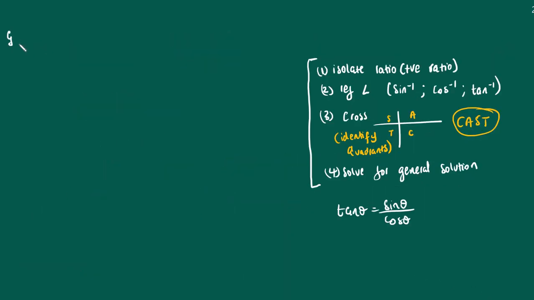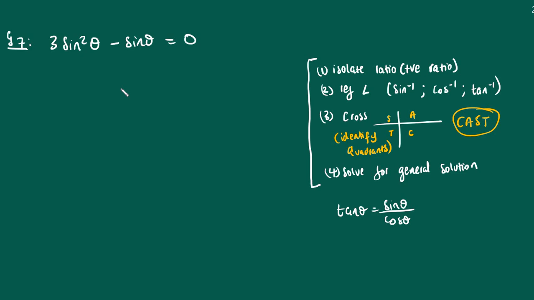So let's say we have the following. Let's take a question here. So let's say we have 3 sine squared theta minus sine theta is equal to 0. Right, now this one you can see that there is a squared. The moment there is a squared, we can't do like the previous problems we were just doing. We can't get tan. So what do we do?